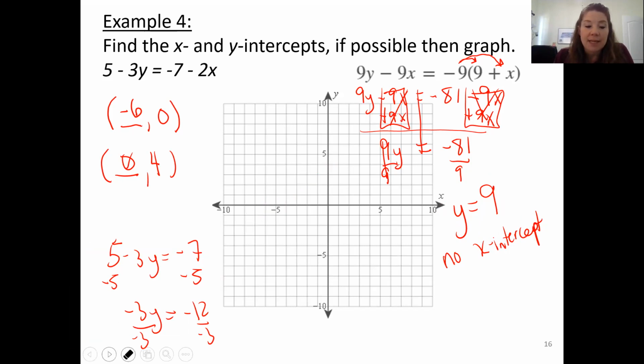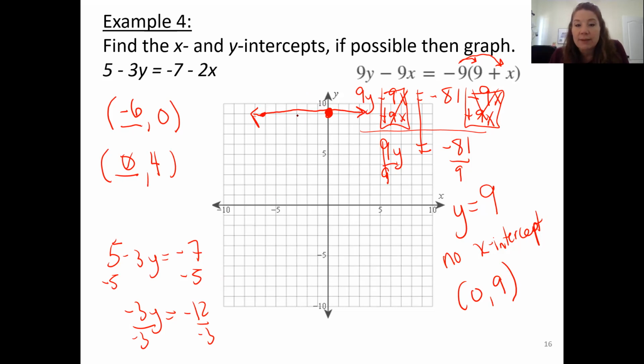But for our y equals 9, let me erase some of this stuff. Y equals 9, that means that we're going to end up having a horizontal line at 9. Now, I know that at this point, that doesn't make any sense to you. But since y equals 9, when x is 0, y equals 9. So that is 0, 9 right here. And then since there is no x value, that basically means that no matter what x is, y is always 9. So anywhere where y is 9, you can put another dot anywhere else to make your horizontal line, okay?